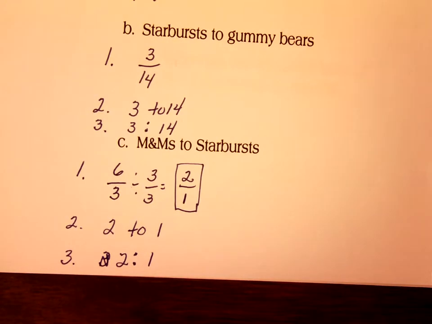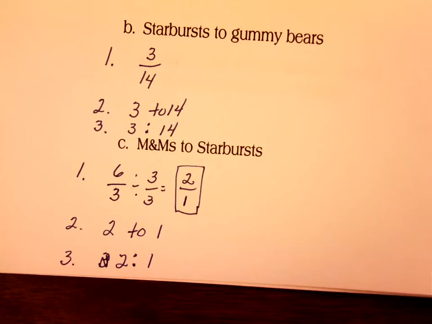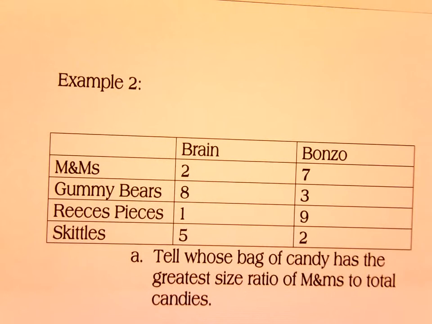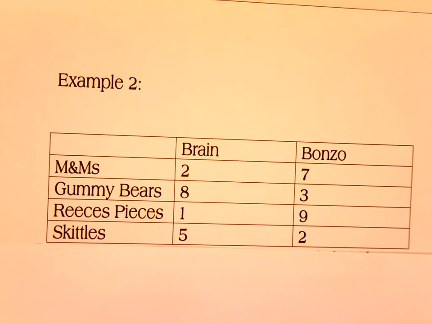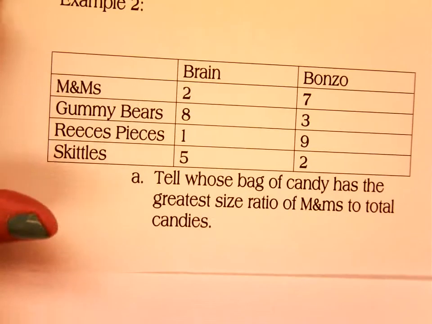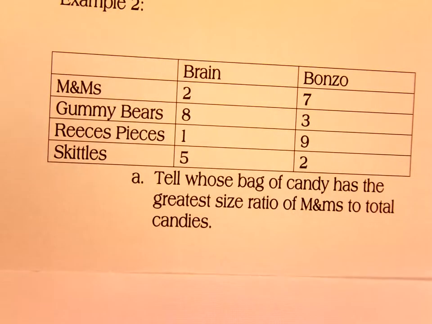Right, so now we have another example. Brain has 2 M&Ms, 8 gummy bears, 1 Reese's Pieces, and 5 Skittles, and Bonzo has 7 M&Ms, 3 gummy bears, 9 Reese's Pieces, and 2 Skittles. So let's look at A. It says, tell whose bag of candy has the greatest ratio of M&Ms to total candy. So here I'm going to write Brain.